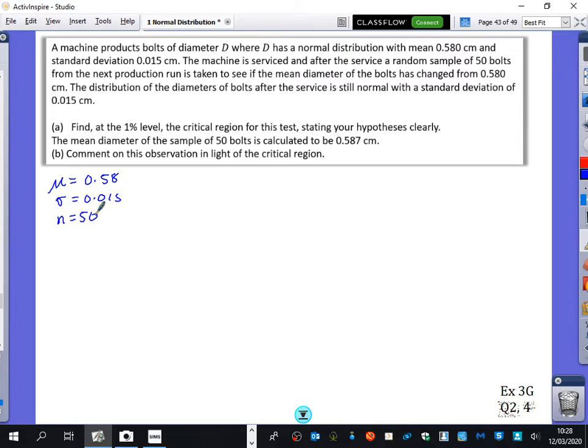So what do we think the null hypothesis is? Easy, so I'm going to say that one. The null hypothesis is that the mean is 0.58. What's the alternative hypothesis? Good, that the mean is not equal to 0.58, because it says here to see if the mean diameter of the bolts has changed. It doesn't say bigger or smaller, it just says has changed.